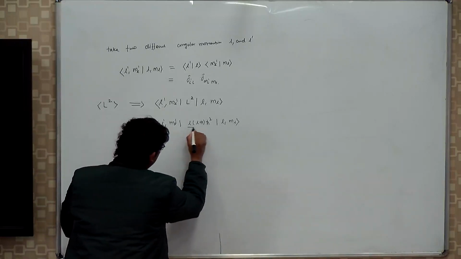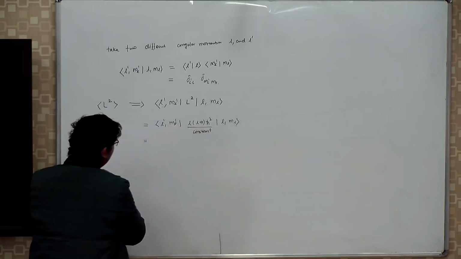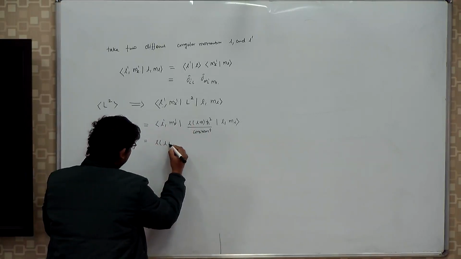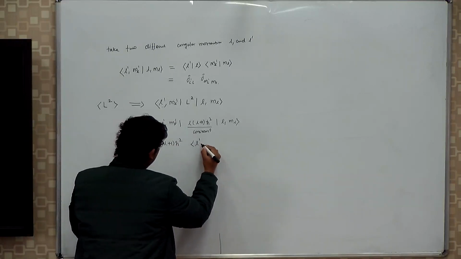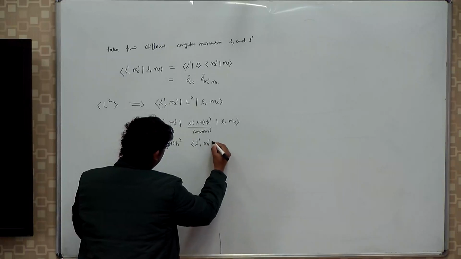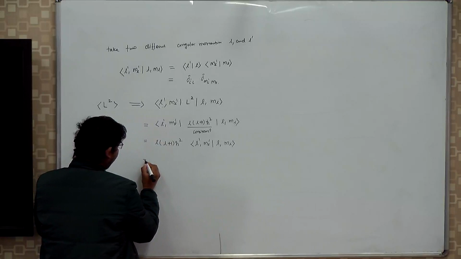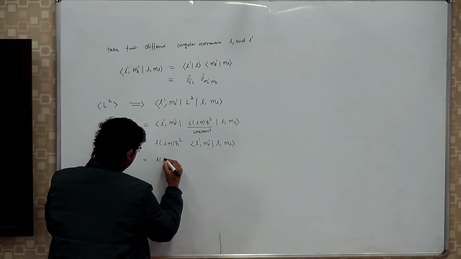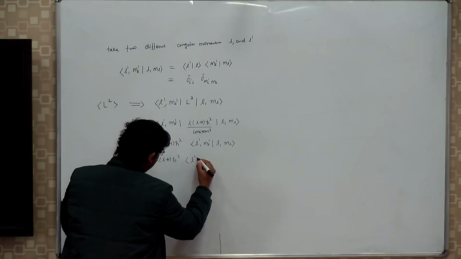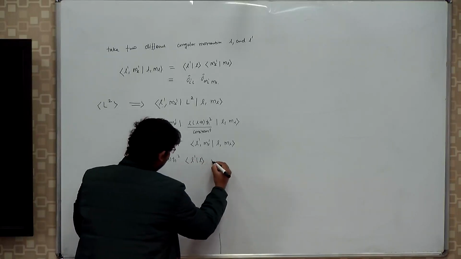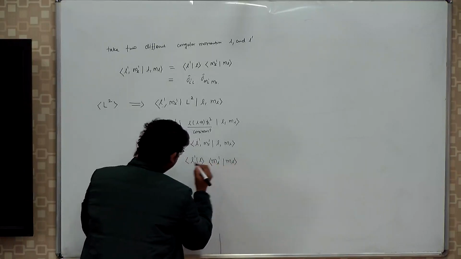Of course, this is nothing but a constant. We can take outside L into L plus 1 ħ squared. L dash comma M L dash and L comma M L. Further, it can be written as L into L plus 1 ħ squared, L dash, L and M L dash, M L.